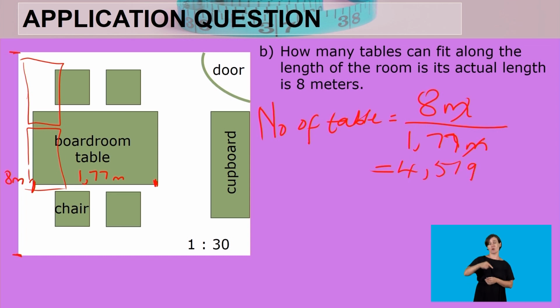4.519 tables. But we don't have half a table. The numbers after the decimal point just indicate that there will still be a bit of space left, but that space will not accommodate one full table. So the number of full tables that can be accommodated in that space is only 4. The other space that is left will be just space maybe to fit in the chairs, but not to fit in another full table. So in a nutshell, 4 tables will fit along the length.